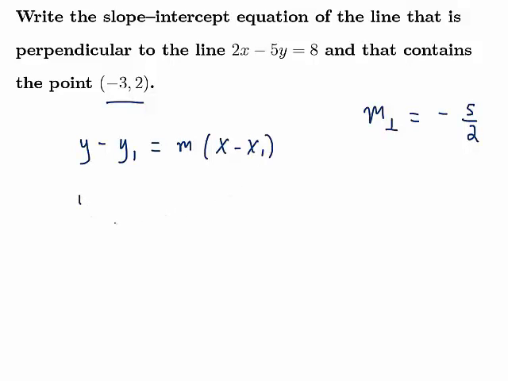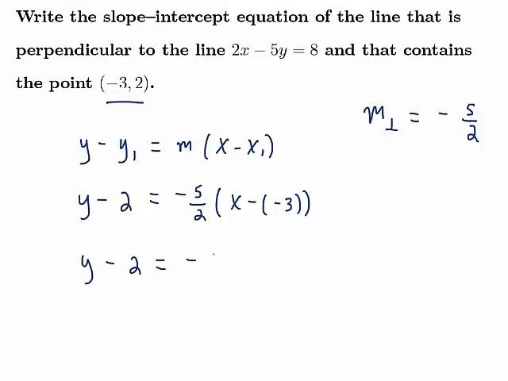So making those substitutions, we would have y minus the y coordinate, which is 2, equals our perpendicular slope, which is negative 5/2, times the quantity x minus the x coordinate of the point, which is negative 3. So in parentheses we have x minus negative 3, which is the same thing as x plus 3.